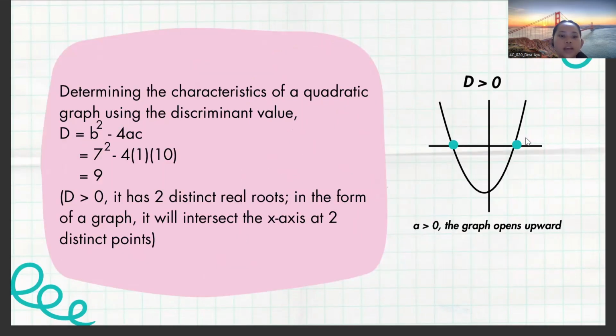Okay. Next, we calculate the discriminant. Substituting the values into the formula gives us D equals 49 minus 40, which equals 9. Since D is greater than 0, the quadratic equation has two distinct real roots. Because a is positive, the parabola opens upward. Therefore, the graph intersects the x-axis at two different points.